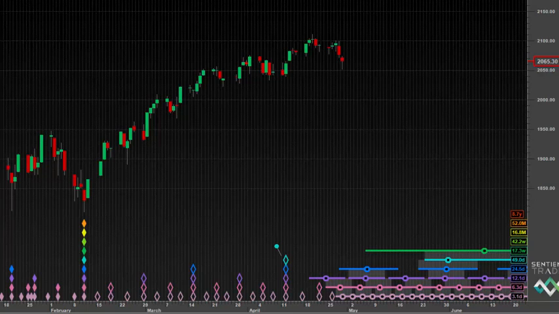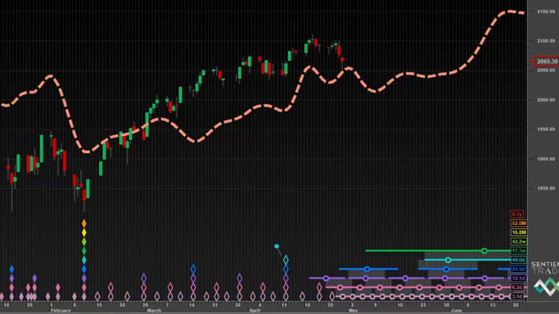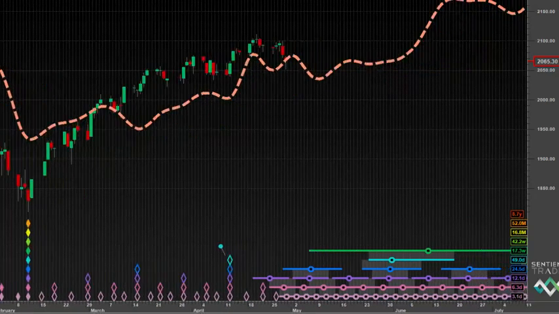And assuming that the cycles continue working with the same wavelengths and amplitudes, it tells us what to expect. There's a lot to be said about the composite model line, but for now I'm going to show you what the composite model line is showing in order to help me have increased confidence in my trading decisions.